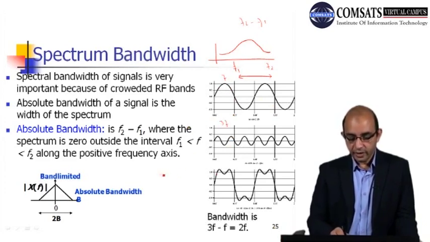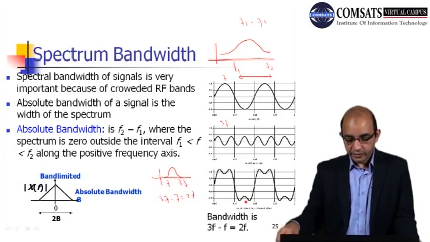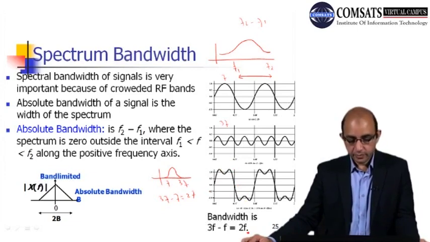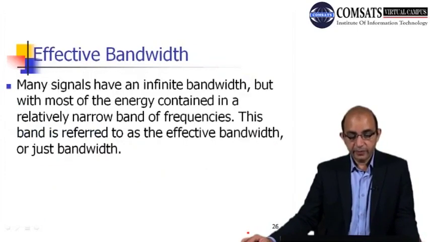If I plot a shape like this, this is just to show you 3F. Obviously 3F is on the higher side, so the effective bandwidth here is 3F minus F, which is equal to 2F. So the actual bandwidth this square wave requires for its transmission is 2F. This is the effective bandwidth.